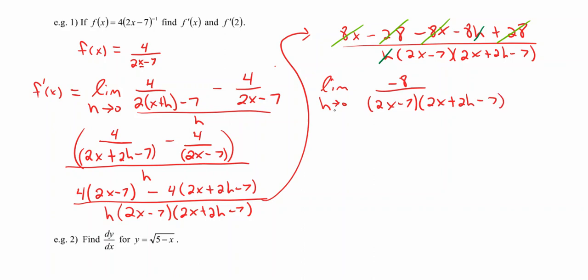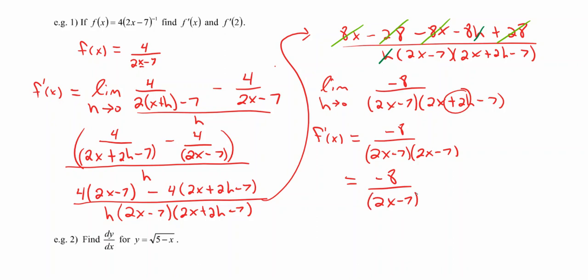Okay, so remember what we do. So we just put in h is equal to 0, right? We'll actually put in 0, so this will become 0, right? So there's our derivative. We can say f prime of x is equal to negative 8 over (2x minus 7) times (2x minus 7). So then I should clean that up a little, right? We'll just call that negative 8 over (2x minus 7) squared. And there you go. That is our first derivative.